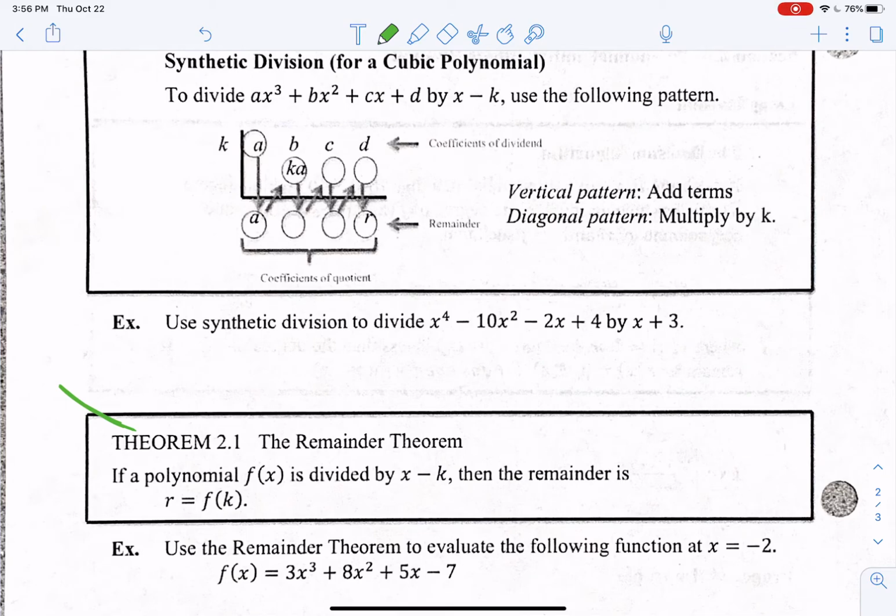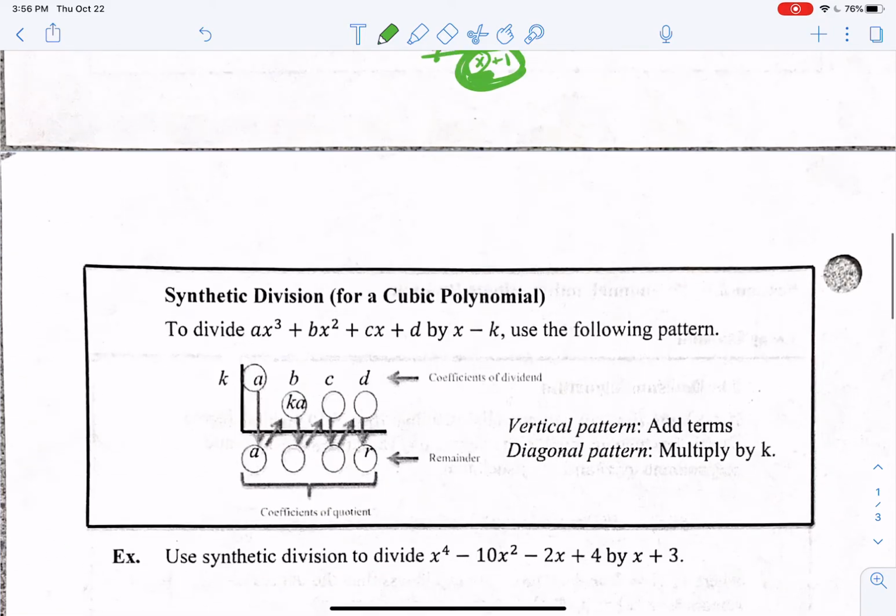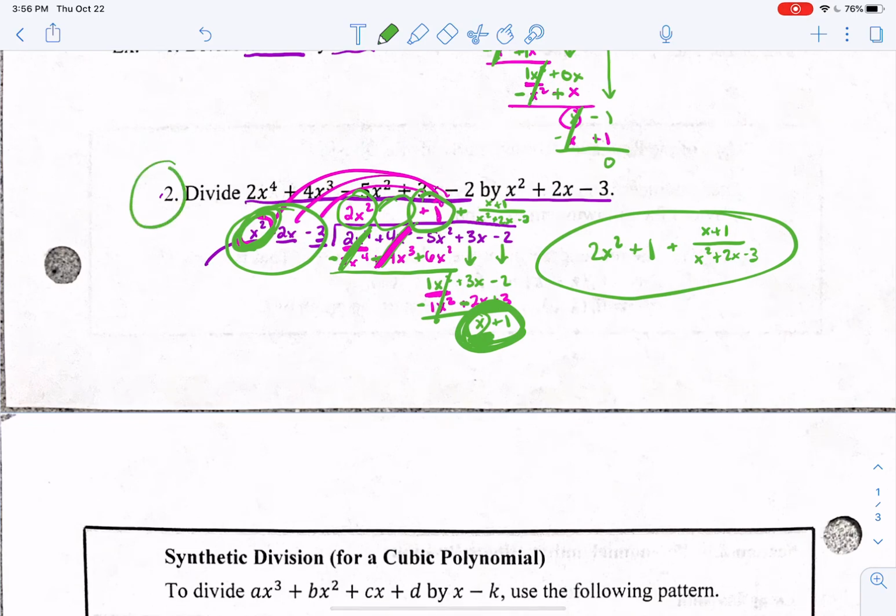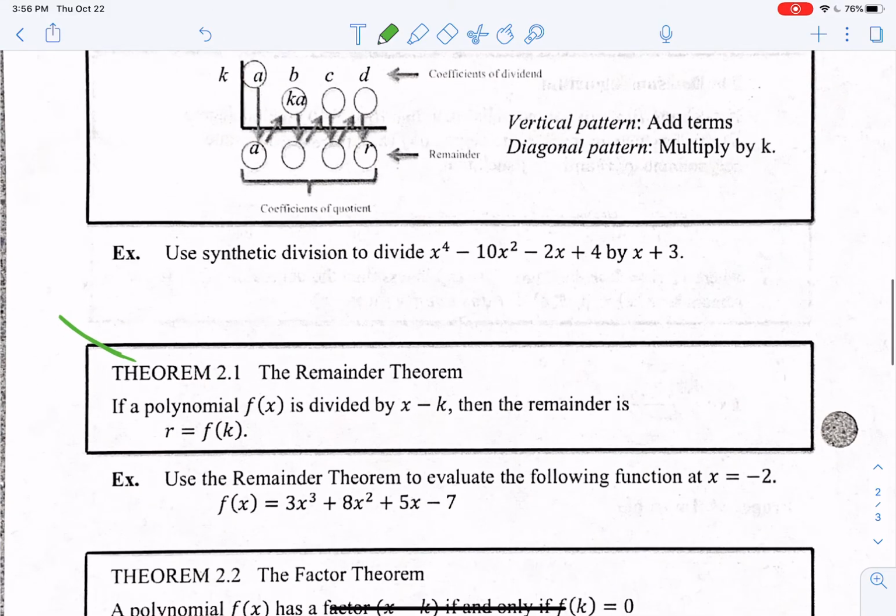A lot of people really like synthetic division. In fact, people prefer that over long division, but the reason we don't use synthetic division all the time is because you cannot use it all the time. The problem that we just did, you can only do with long division. And we'll talk about that in just a second.